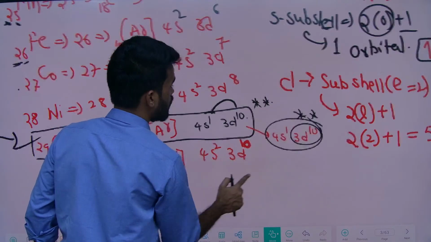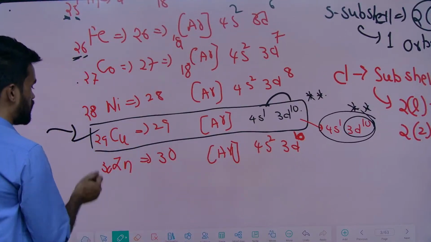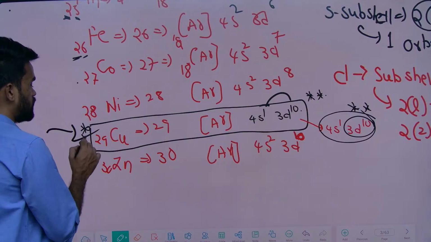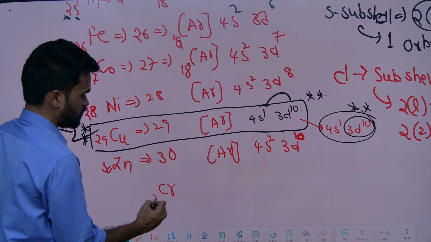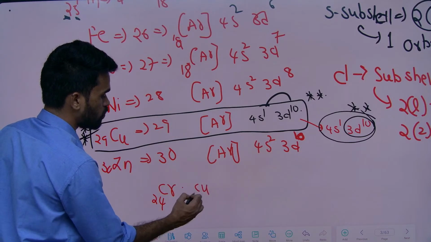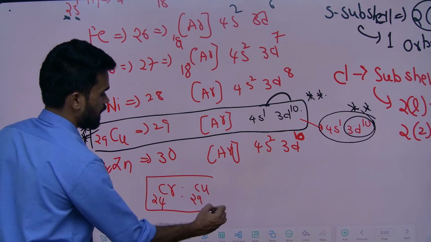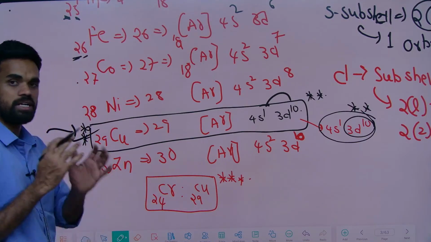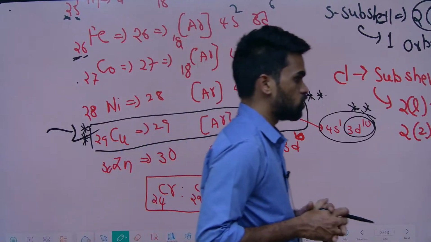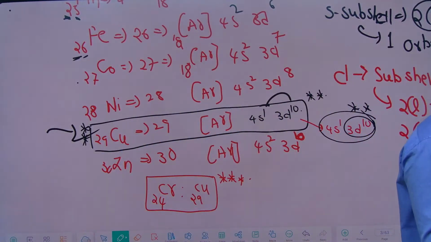Now, what are the two elements with abnormal electronic configuration? In the first series, the 3d series, they are chromium, atomic number 24, and copper, atomic number 29. So these are the elements to be remembered with exceptional electronic configuration from the 3d series. Okay, right. So is this clear, whatever we discussed till now?